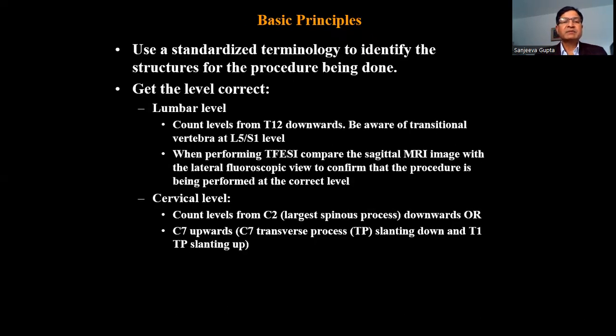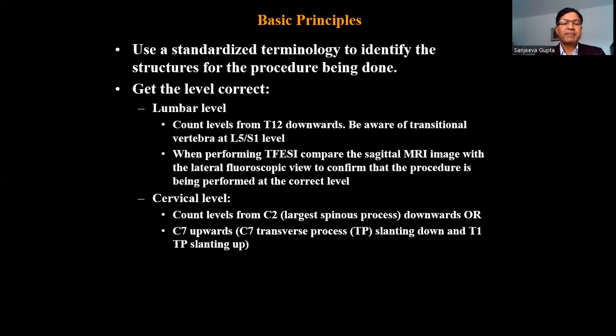Again, basic principles. Use standardized terminology to identify the structures for the procedures being done so that you can communicate with your colleagues appropriately as to what you've done. I've already discussed the lumbar level. Count the levels from T12 down, and be aware of a transitional vertebra at the L5-S1 level. I've also said to compare the sagittal T2 MRI image with the lateral fluoroscopic image when performing transforaminal epidural injection so that the correct levels are done.